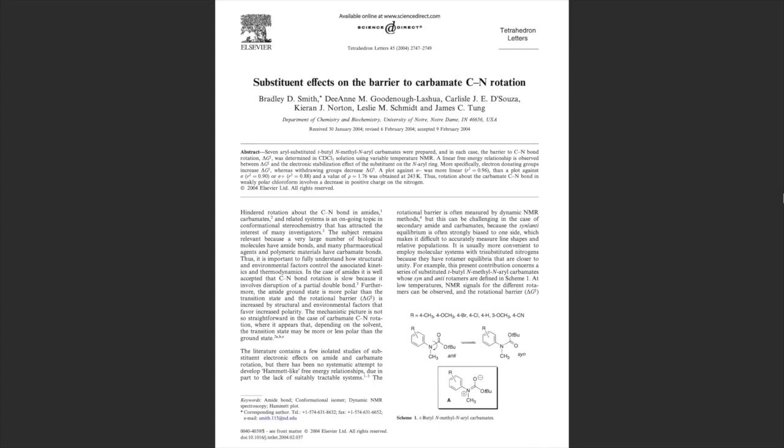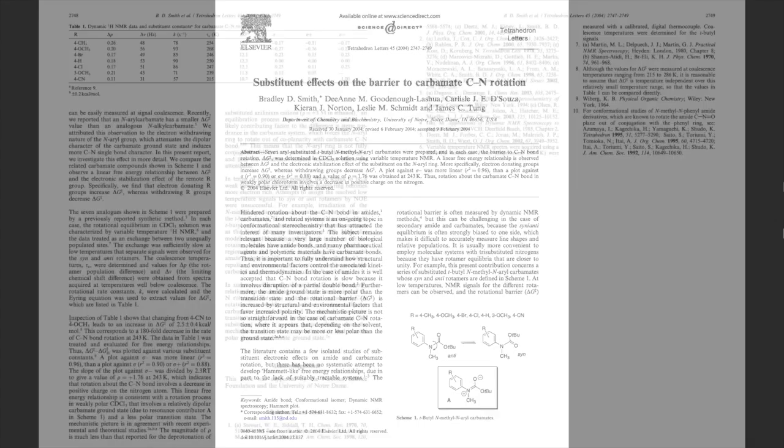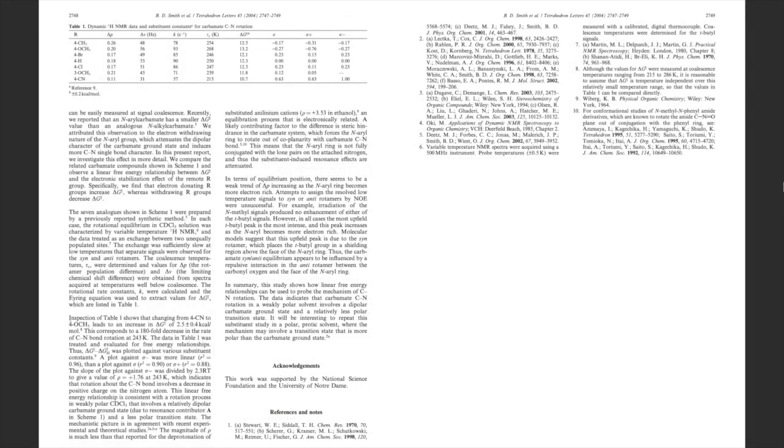It is usually more convenient to employ molecular systems with tri-substituted nitrogens because they have rotamer equilibria that are closer to unity. For example, this present contribution concerns a series of substituted t-butyl N-methyl N-aryl carbamates whose syn and anti rotamers are defined in Scheme 1. At low temperatures, NMR signals for the different rotamers can be observed, and the rotational barrier, delta G double dagger, can be easily measured at signal coalescence.